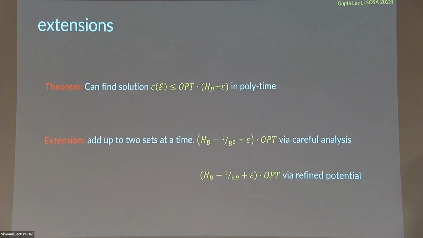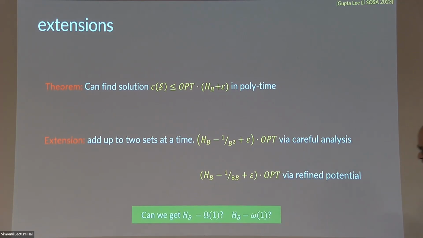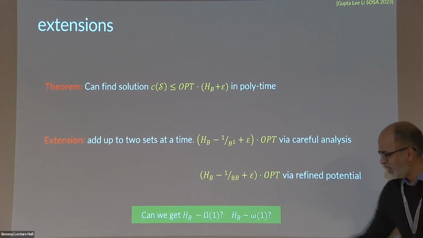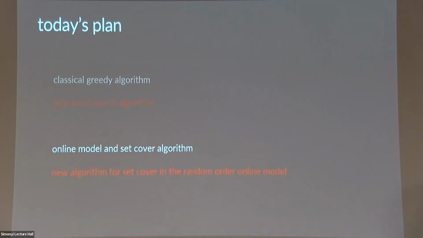If you do two at a time, it's like quadratic time. You have to try all possible. So the running time goes through the roof. Can I get something which is better by half? Something which goes better with some factor which depends on B. Anyways, good. Okay, so I showed you this local search algorithm.